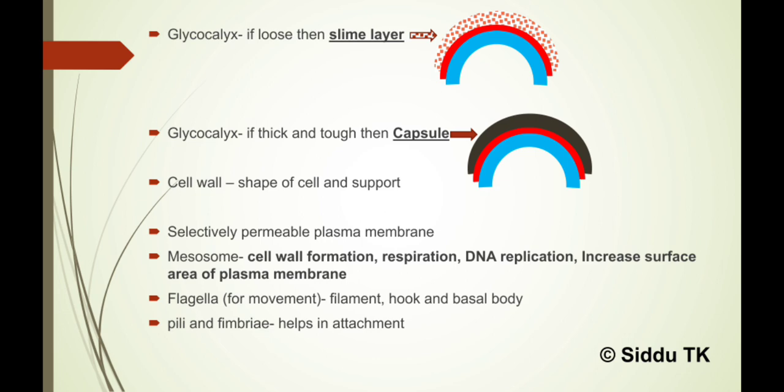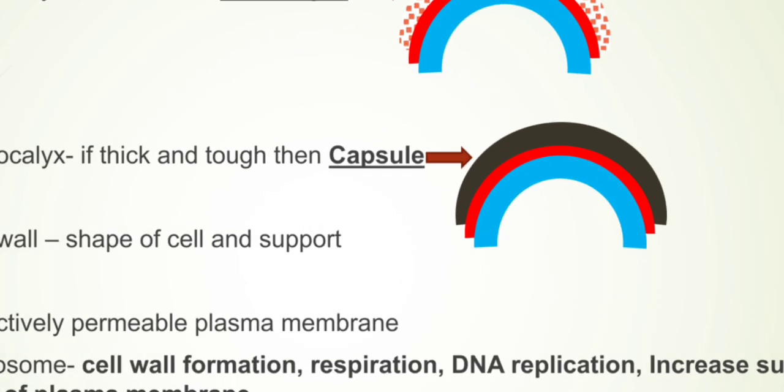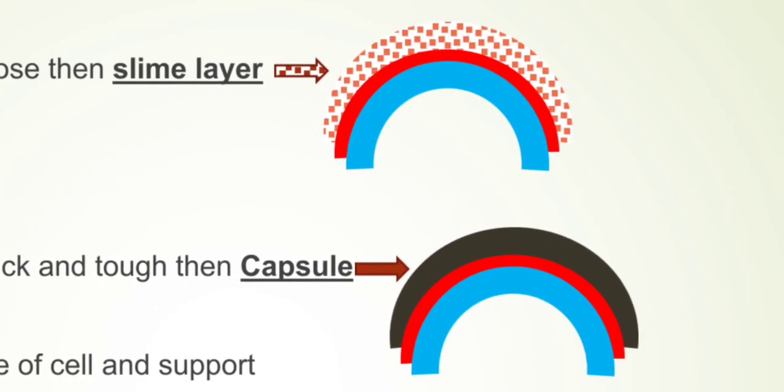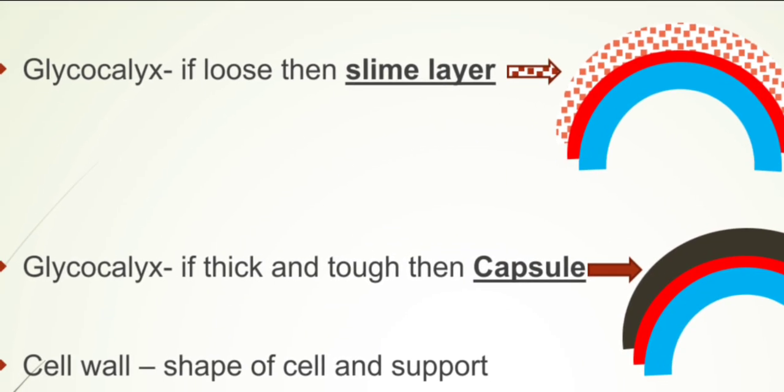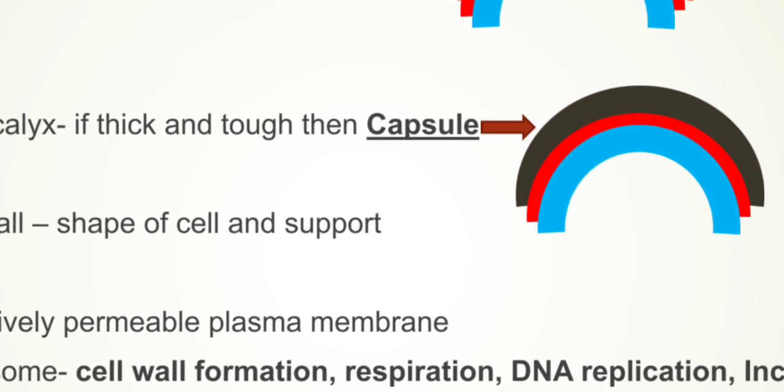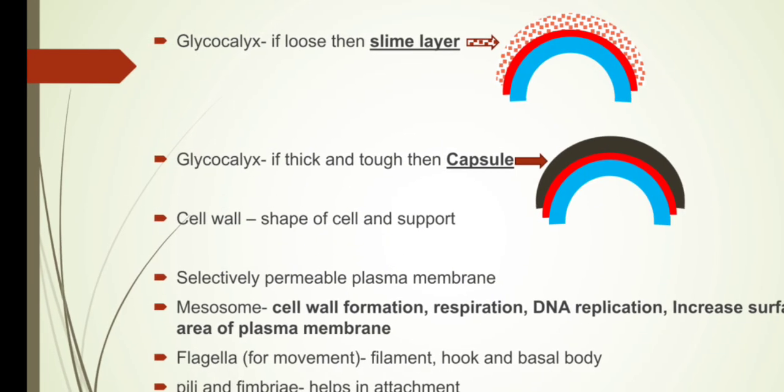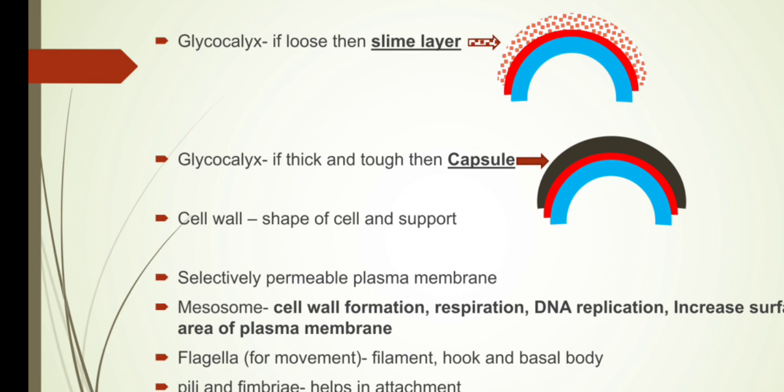If the glycocalyx is loose, then it is called slime layer, as you can see here. If the glycocalyx is hard, then it is called capsule. The function of the cell wall is to support the cell and give proper shape to the cell. And the third layer, plasma membrane, is selectively permeable. Selectively permeable means this membrane allows only particular components to enter into the cell and allows only particular contents to come out of the cell.